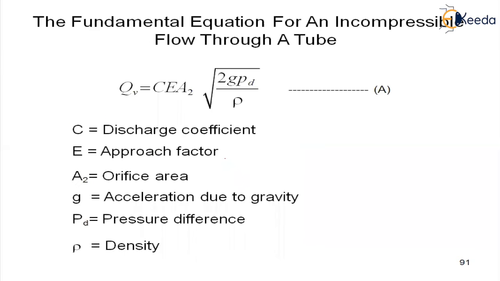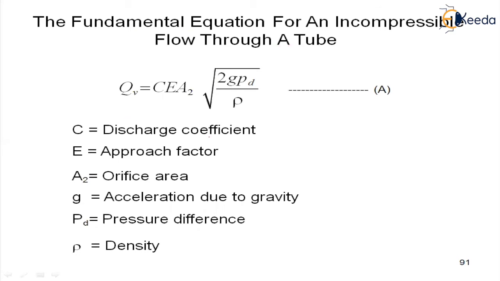Here is a fundamental equation. The fundamental equation for any incompressible flow through a tube is given by this one: Q_V equals C into E into A2 into square root of 2 into PD by rho, where PD is the differential pressure. So all the parameters we are going to take here are C, E, A2, G, the differential pressure, and rho.